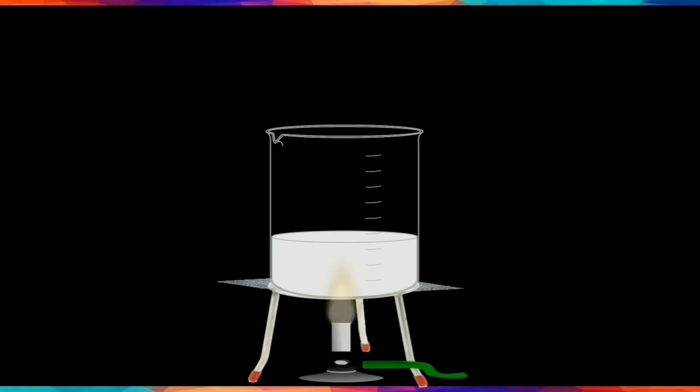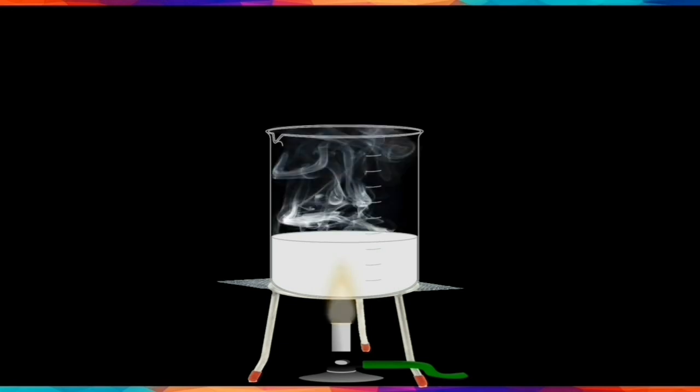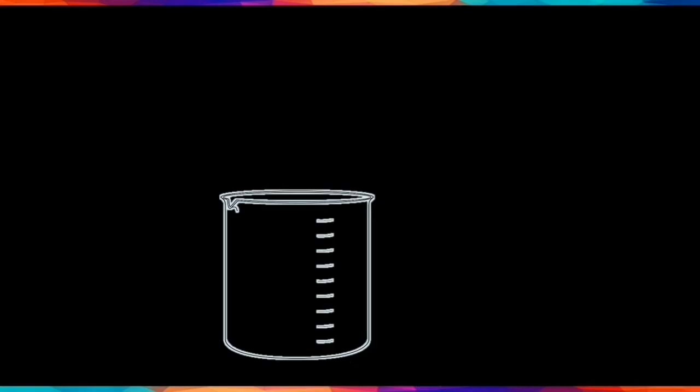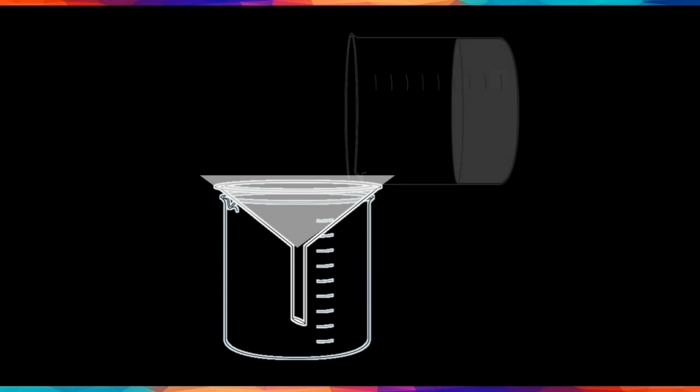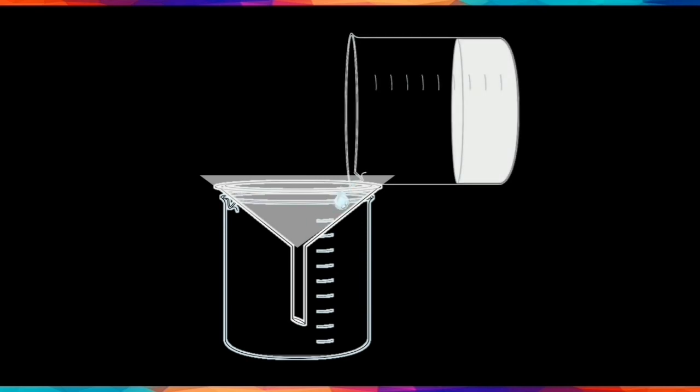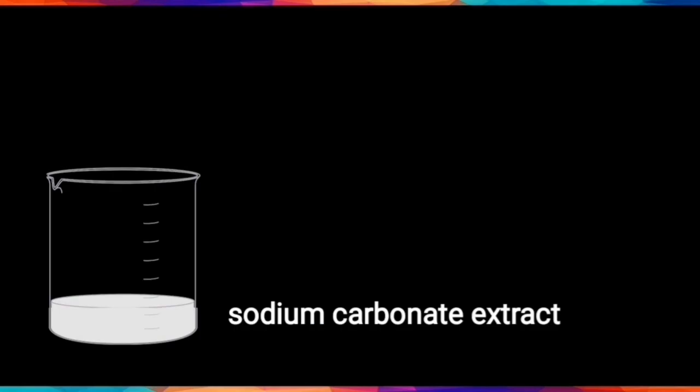Heat the beaker with its contents as shown here. After boiling the solution for a few minutes, filter it through a filter paper in a funnel and collect the filtrate in another beaker. This filtrate is called sodium carbonate extract.